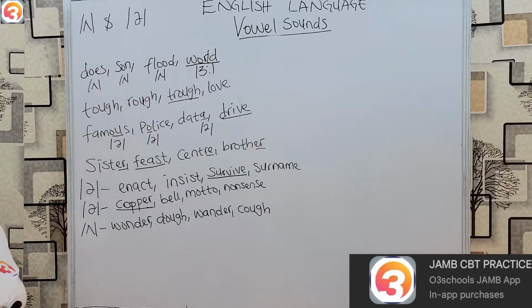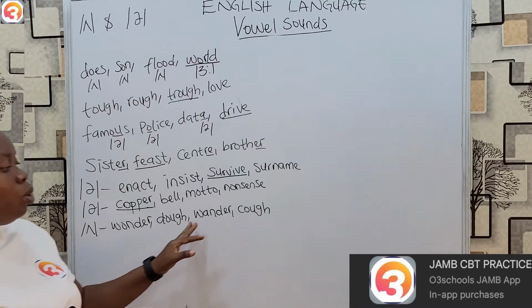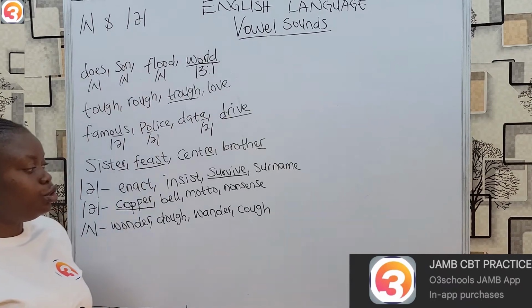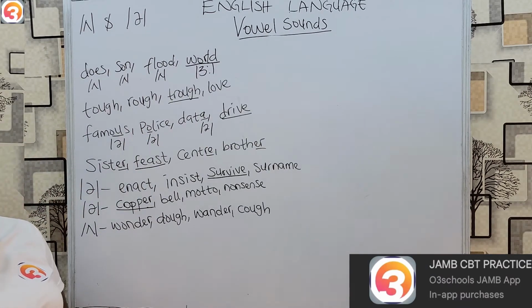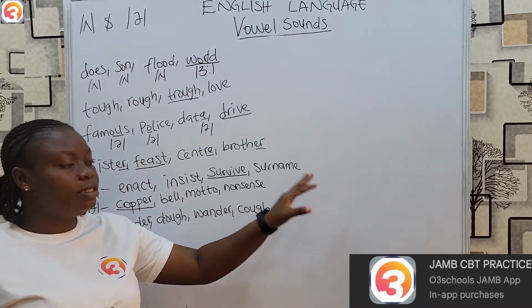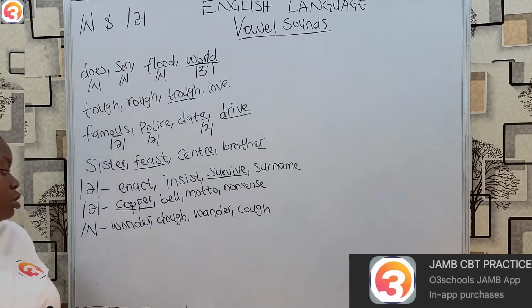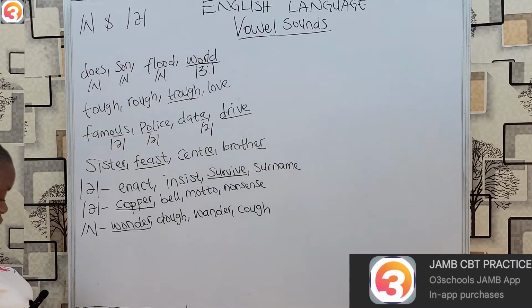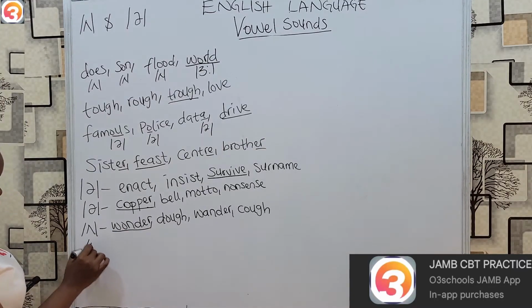As usual, we pronounce this: wonder, do, wonder, cough. I told you it is just words like rough and tough that belong here. Cough and throw are under the short o sound. So our answer here becomes wonder. No wonder. We also have this.